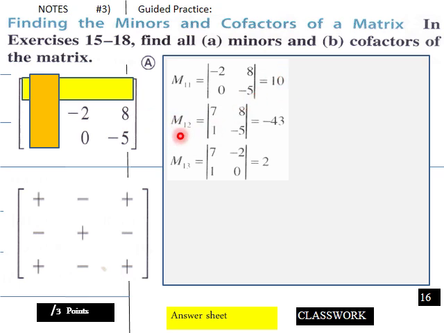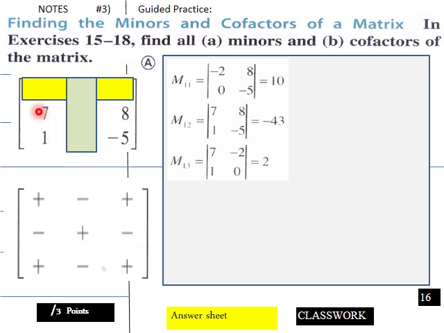And then for M12, which would be this position here, you have 7, 8, 1, negative 5. Then you have 7 times negative 5 would be negative 35, and then 1 times 8 would be 8. How does that figure? Wait a minute. Negative 5 and then 8.